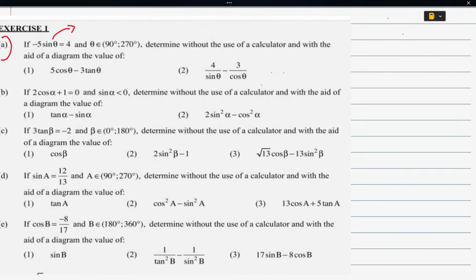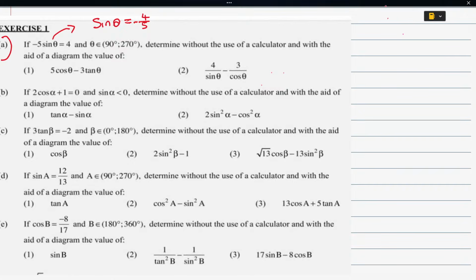All right. So how do you make it the subject of the formula? You're going to say sine theta is equal to 4 over, this one will be negative 5. So it will be negative 4 over 5. That is what we are going to have. We'll start by dividing by negative, and then it's going to be negative 4 over 5.